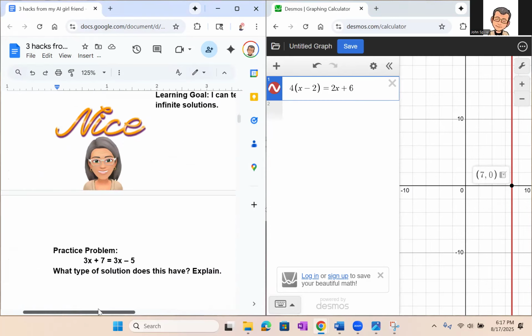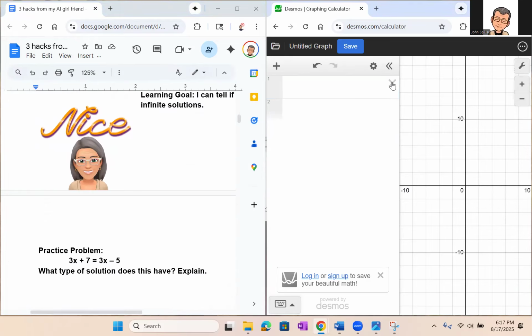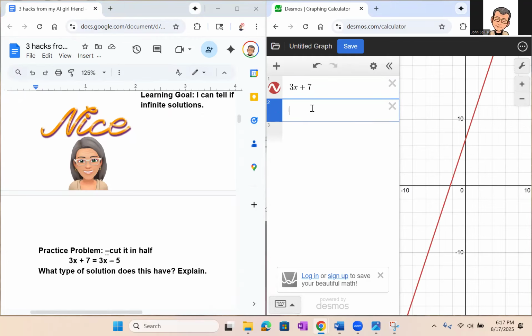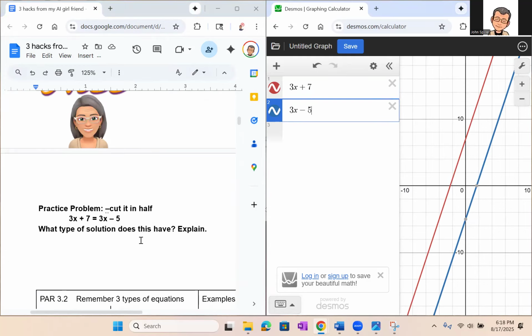Number 2, how many solutions? Hey, how many solutions does this have? Well, again, hack number 2, use Desmos, but this one we have to have a little extra. What we're going to do is cut it in half. Type in the left-hand side, 3x plus 7, and then type in the right-hand side, 3x minus 5, and look to see where they intersect. These two lines are parallel, so this one has no solutions.